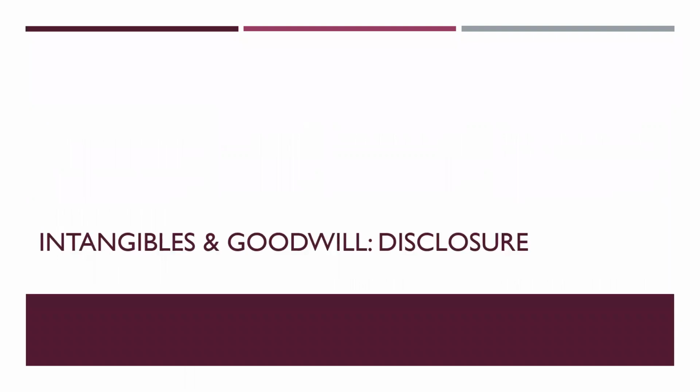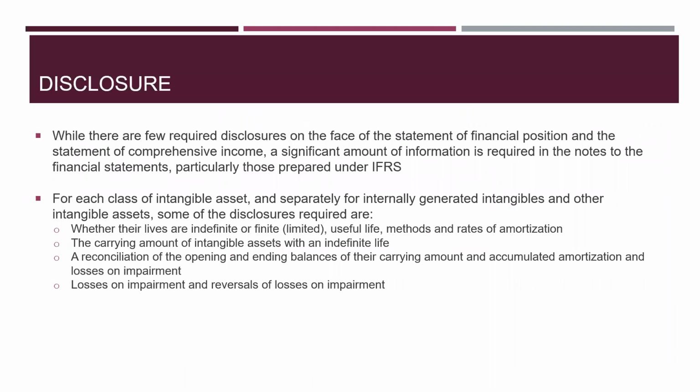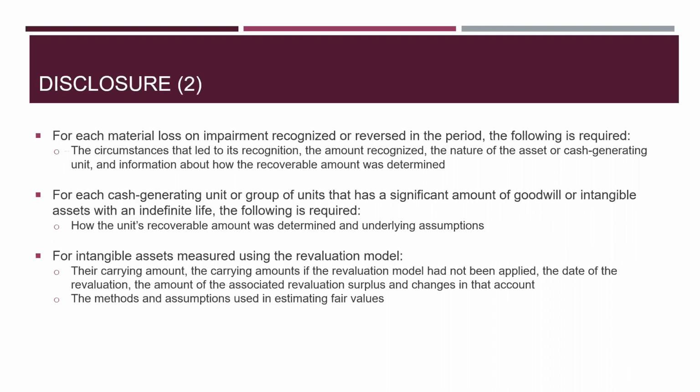Talking about what are the disclosures needed for your intangibles and your goodwills. For each class of your intangible asset, and separately for internally generated intangible assets and other intangible assets, we need a lot of different types of disclosures. Some of those are whether their lives are indefinite or finite limited, useful life, methods and the rates of amortization that were used, carrying amount of intangible assets with indefinite life, reconciliation between the opening and ending balances, and losses on impairment and reversal of losses on impairment if there were any.